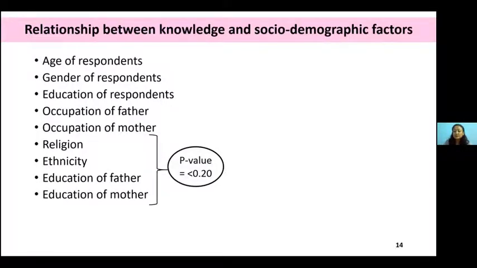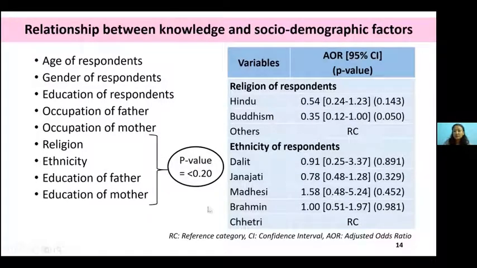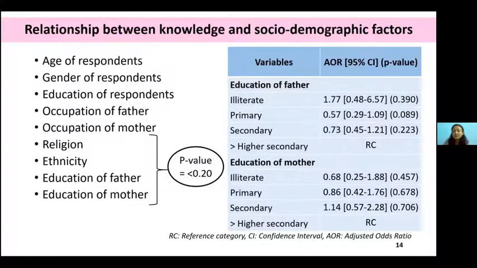analyzed and the association was further adjusted with each other. And after adjustment, that is religion, ethnicity, and education of father and mother, none of them show a significant relationship with each other.